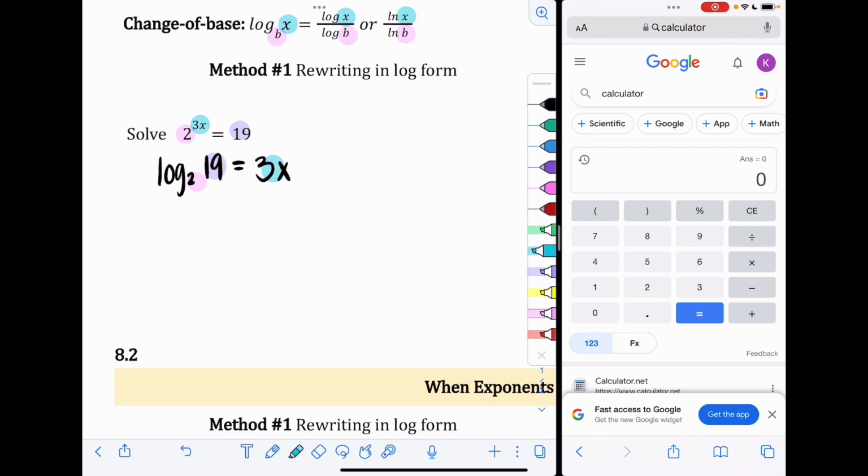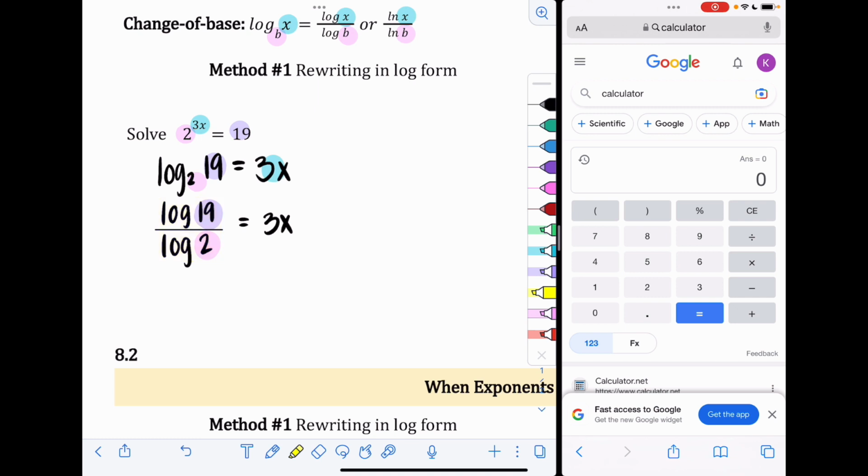Before I actually cancel out that 3, I want to get a number for that log base 2 of 19, and in order for me to get an approximation for it, I have to change its form using the change of base formula. If I use the change of base formula, it's going to change into a fraction, and what we're originally taking the log of will go in the numerator, and the original base will go in the denominator. And you can change it using common log or natural log. I'm going to use common log. So it'll be log of 19 over log of 2 equals 3x. And now this is something that I can put in the calculator and get a decimal approximation for.